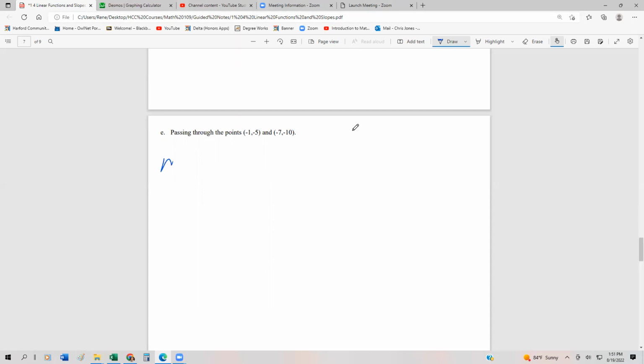We're going to start by finding the slope. So that's going to be -10 minus -5, and we're going to divide that by -7 minus -1. And so the numerator becomes -5. The denominator becomes -6. So we get -5 over -6, which just turns into positive 5/6.